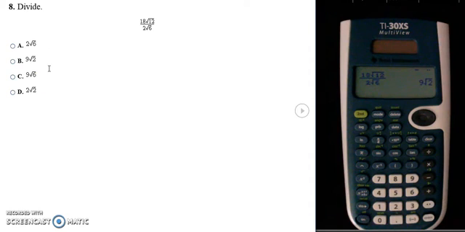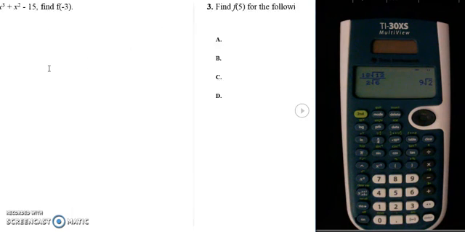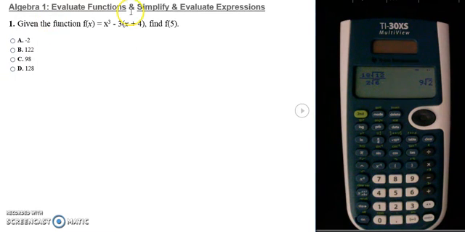So that is all of the problems in those two categories, evaluate functions and simplify evaluate expressions, that you can do straight on this calculator if you get stuck.